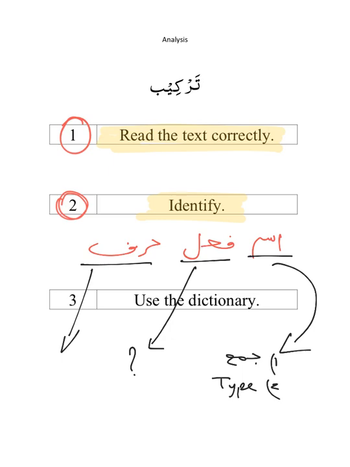And in line with number two is number three, that you will be required to use the dictionary. To determine the meaning of each word, you will need to use the dictionary. So I will repeat that again. Number one, read the text correctly. Number two, identify each individual word. Is it an ism, fi'l, or harf? And number three is that you need to know the meanings of the individual words, and for that you will need to use the dictionary many a time.